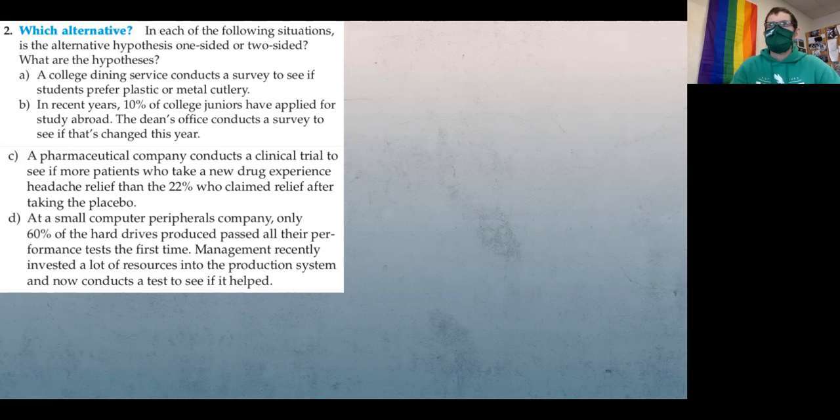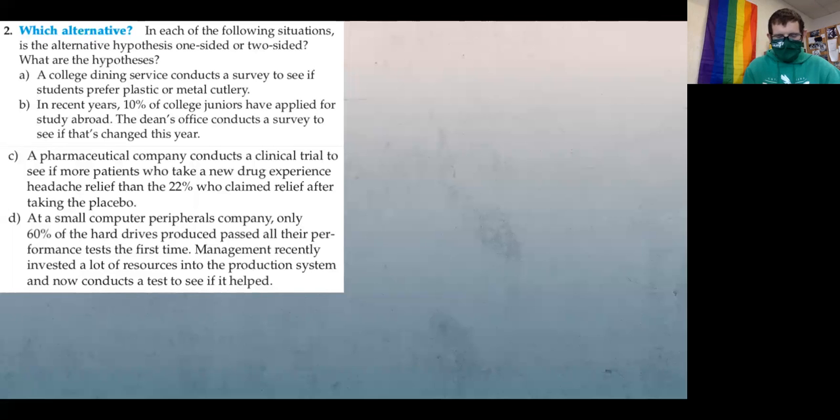Yeah, two-sided would say it could increase or decrease, and we just don't know the direction it's going to go. Ideally, a drug doesn't increase the prevalence of a disease. Now, for this first one, do we have an idea of which one's preferred, plastic or metal? No. So maybe this would be appropriate for what kind of test? Two-sided.